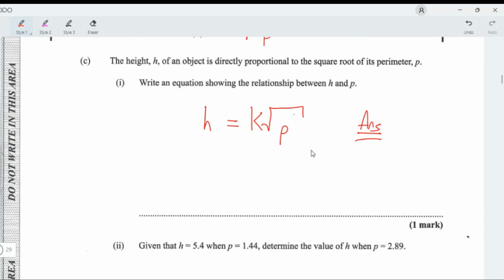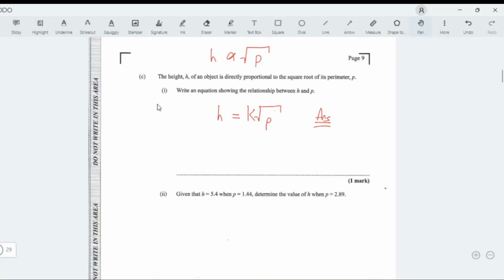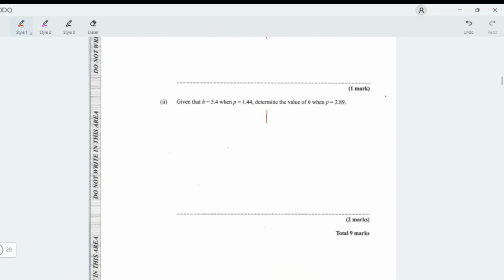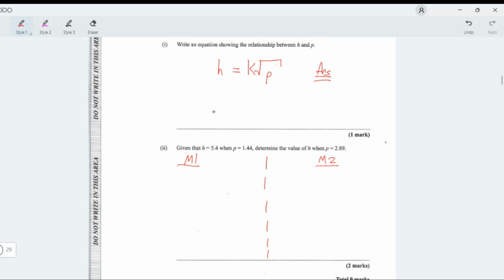It says, let me zoom out. It says, given that the height is 5.4 and p is 1.44, determine h when p is 2.89. So there are two ways to do it. We're going to do it the two ways, depending on how you're used to it. Method 1, method 2. Since it's proportional, what we can say then is h1 over the square root of p1 is equal to h2 over the square root of p2.